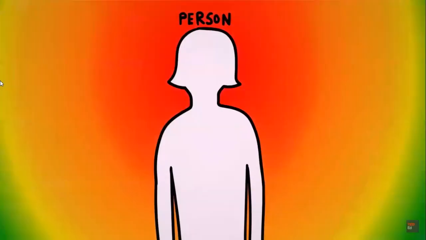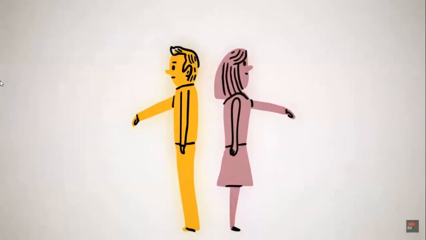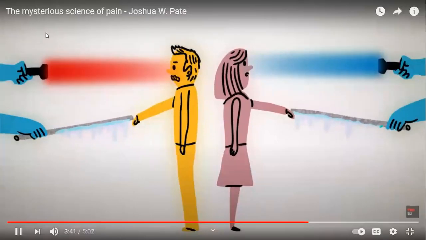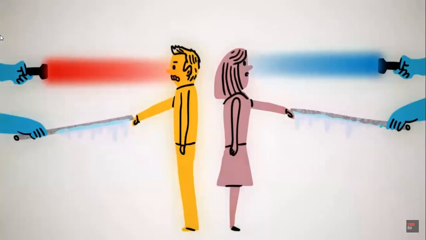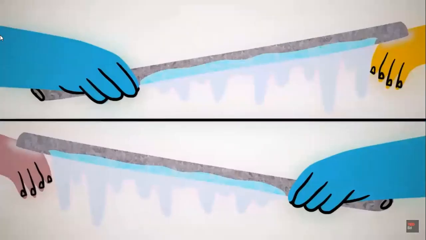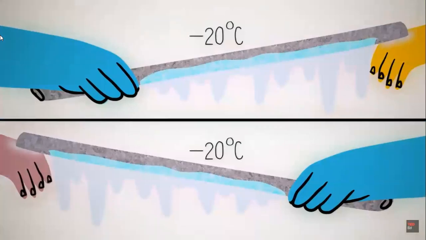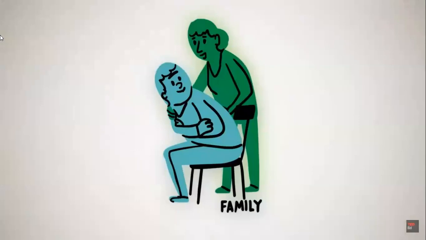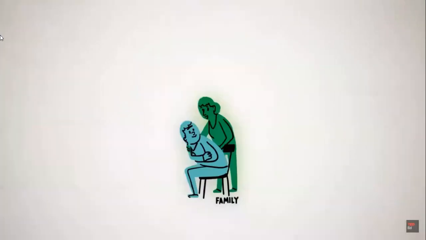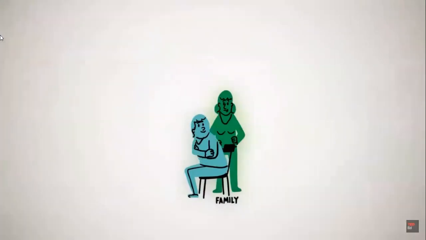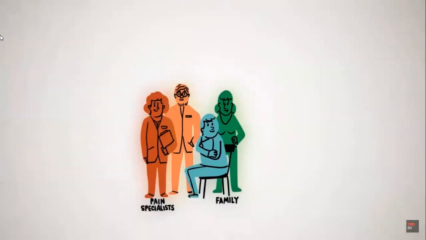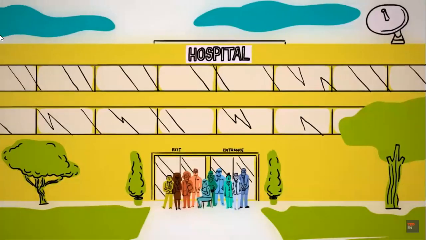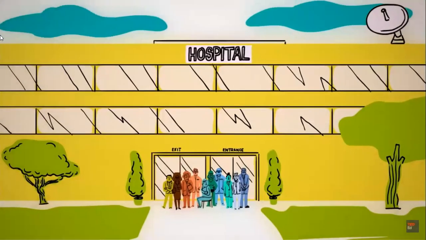Features of the environment matter too. In one experiment, volunteers with a cold rod placed on the back reported feeling more pain when they were shown a red light than a blue one, even though the rod was the same temperature each time. Finally, social factors like the availability of family support can affect perception of pain. All of this means that a multi-pronged approach to pain treatment that includes pain specialists, physical therapists, clinical psychologists, nurses, and other healthcare professionals is often most effective.